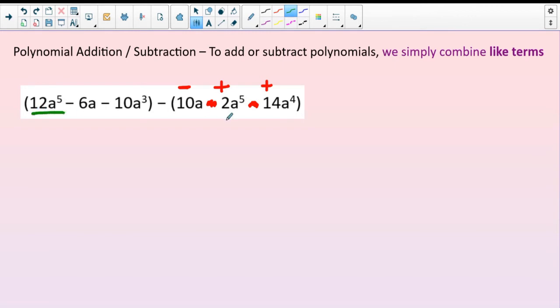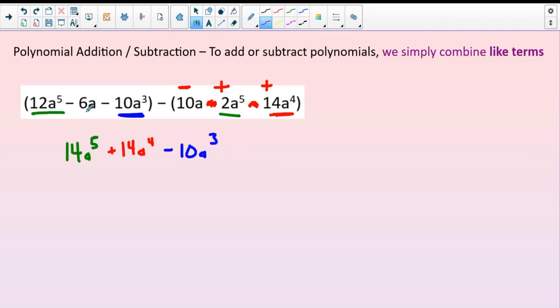This is an a to the fifth term, this is an a to the fifth. So I can add these together, 12 and 2a to the fifth. That would give me 14a to the fifth. Next I see this a to the fourth, and there's no other a to the fourth to combine, so this is just going to come down. 14a to the fourth. Next I see this a to the third, and again there's no other a to the third to combine with that, so that's just going to come down also, that negative 10a to the third.